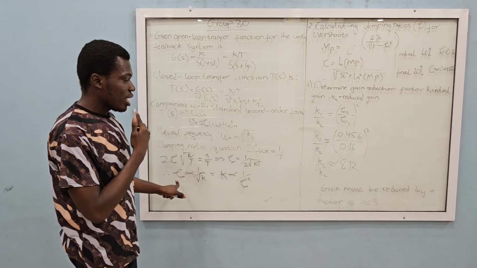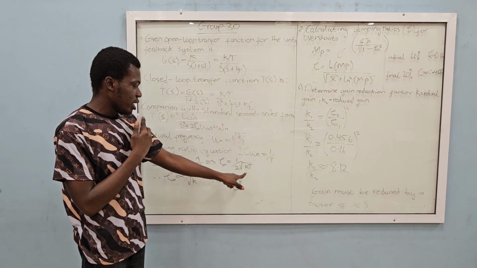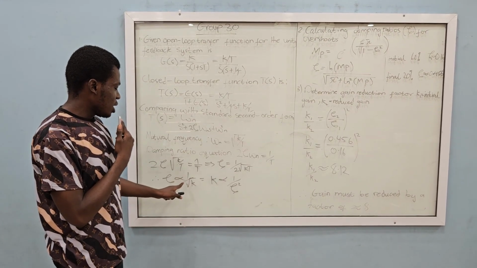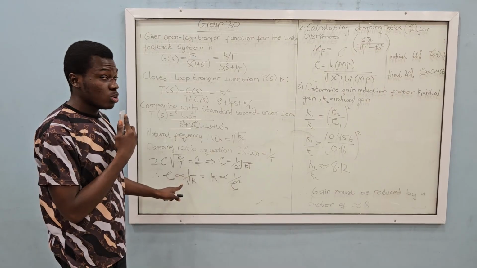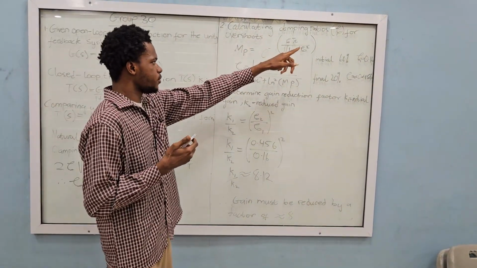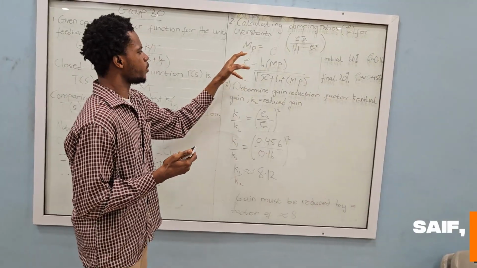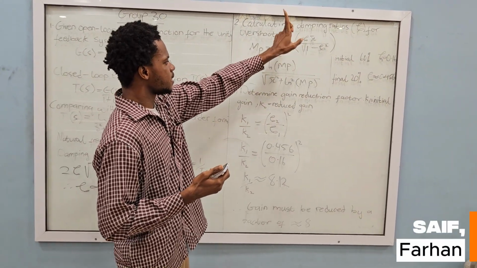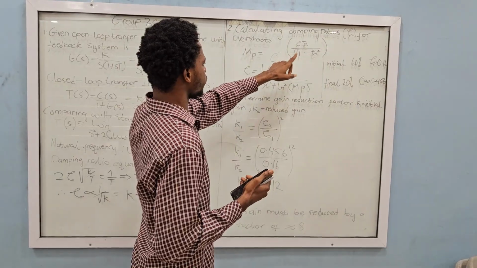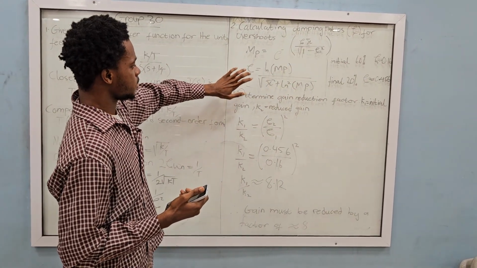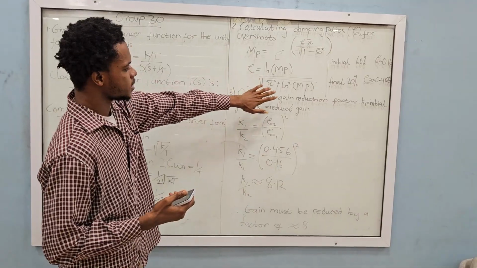And then finding the relationship between zeta and K, because K is in the denominator, we have zeta being inversely proportional to 1 over square root of K. So calculating for the damping ratios for overshoots, the formula for the overshoot is e to the power of minus zeta pi all over root of 1 minus zeta squared. By making zeta the subject, we get this expression.